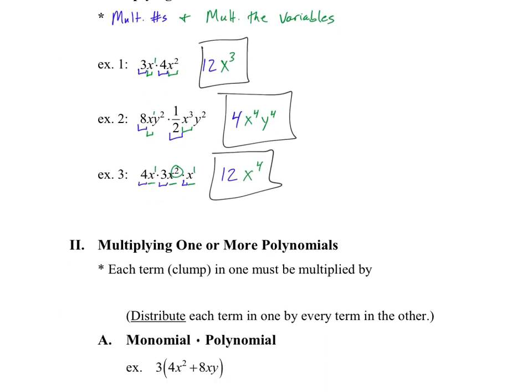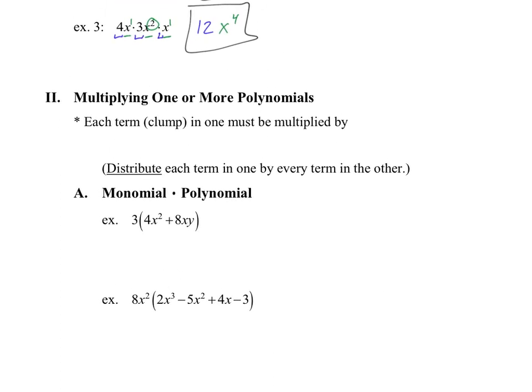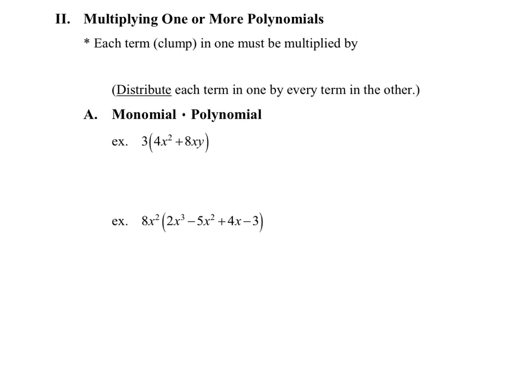All right, so now if we have one or more polynomials, so before we just had single terms, now we're going to have possibly binomials, like this example here. A monomial times a binomial, or a monomial times, I don't know, a 4-term polynomial. So for this, each term or clump in one must be multiplied by every term in the other. And those terms are really just like the little clumps in there.